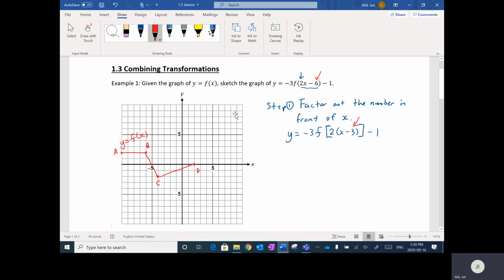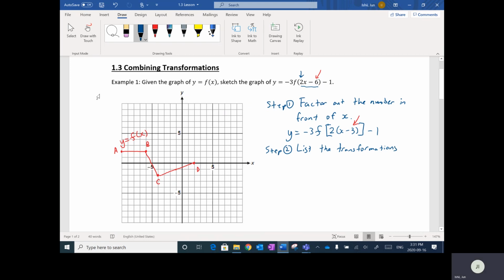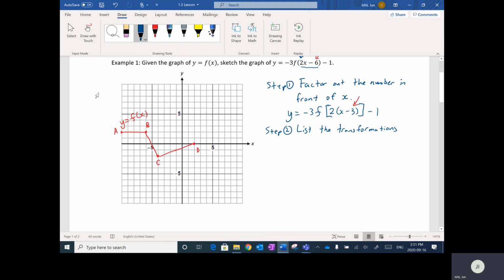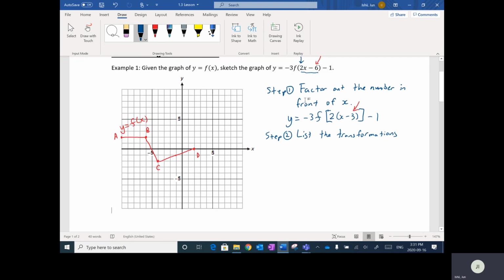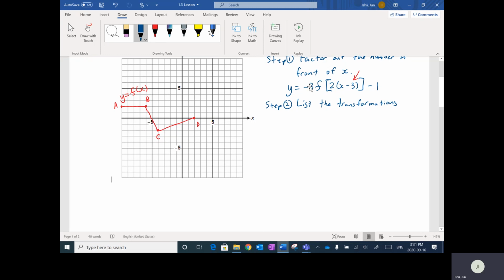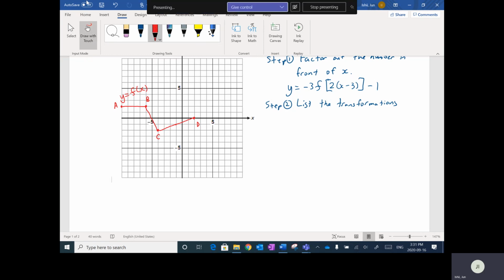Once we've done that, step 2 is to list off all the transformations. The bad thing about doing this on video is that I don't have that much space to write it all out, but I'll do the best I can. This was the original question, but our first step was to factor out, so we're going to focus on this version of the transformed function. I'll erase this arrow here.